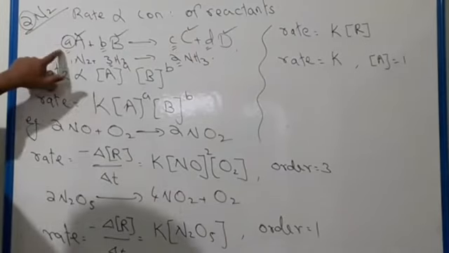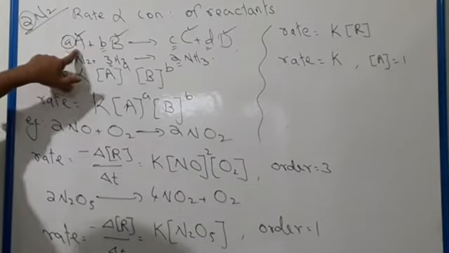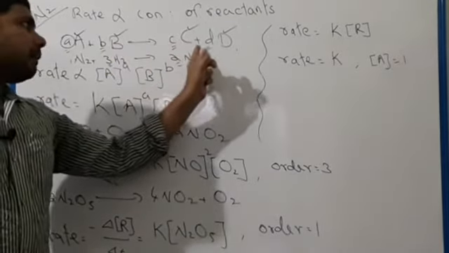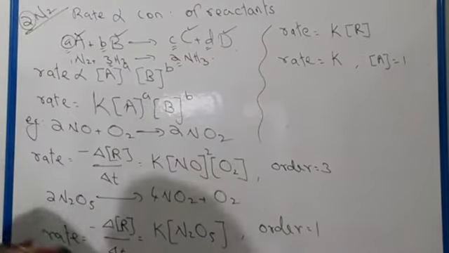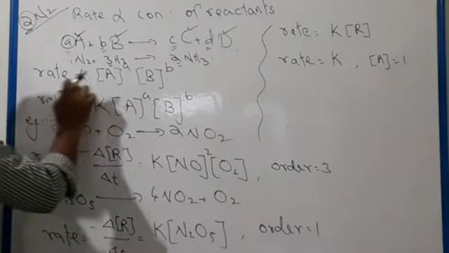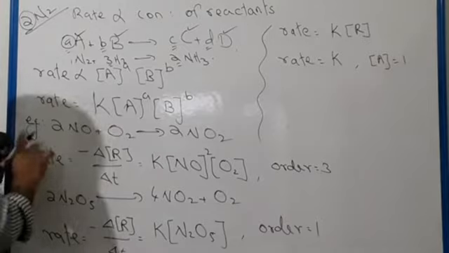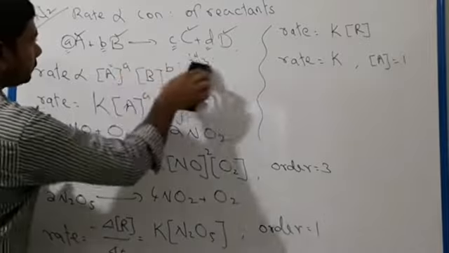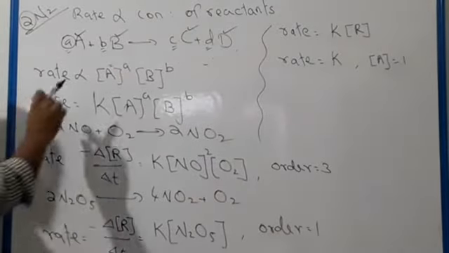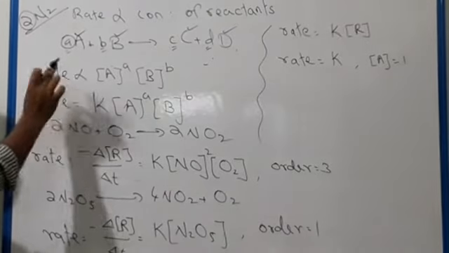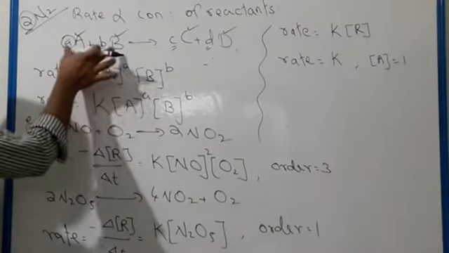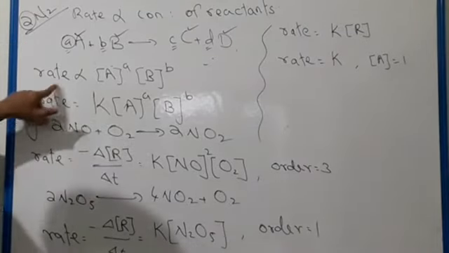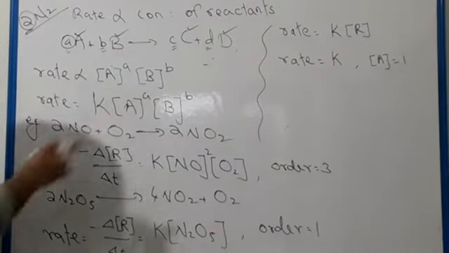Similarly here, a moles of A reacted with b moles of B giving c moles of C plus d moles of D. Now here, we can say the rate of reaction is directly proportional to the concentration of reactant. According to the rate law expression, rate of reaction is directly proportional to concentration of reactant.